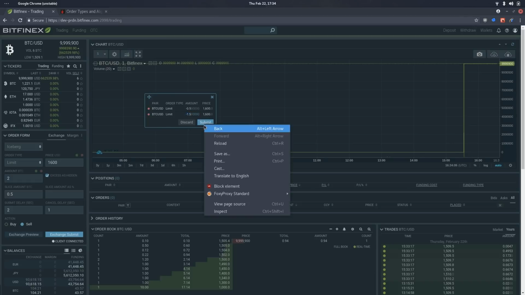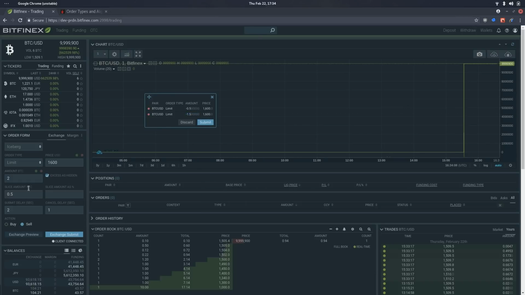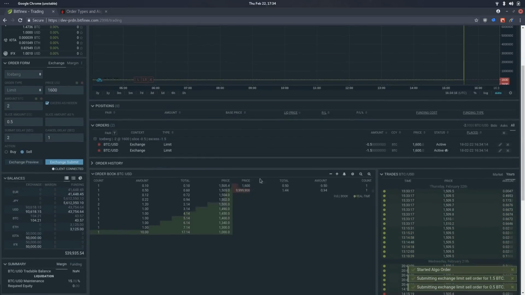Now, if I click on submit, what happens is that the form sends the exact same packet, but this time with the instructions to start the order. So if I go ahead and do that, we will see it appear here in the orders table. Perfect. So you can see that the excess is hidden, just as expected, and the slice is there as well.